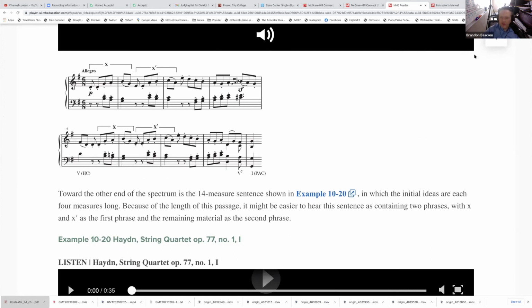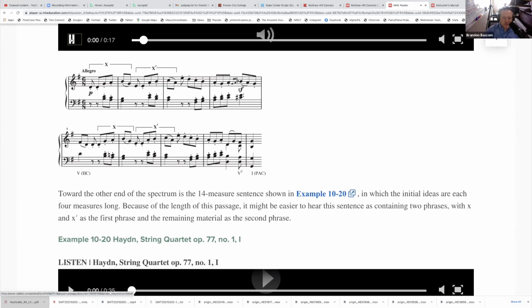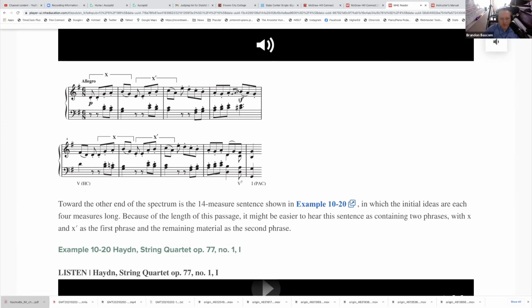What did we just hear? You've got the diagram of the x and the x prime, right? We finally get a half cadence at the end of 4 measures plus a beat. So this is 8 measures plus a beat. Example 10-19.